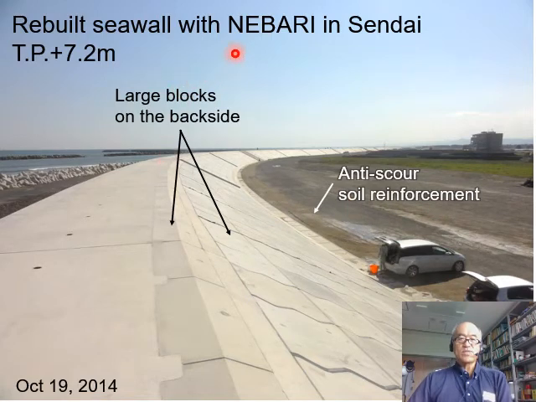Okay, seawalls with NEBARI are introduced in many places. This picture shows a seawall in Sendai reconstructed in 2014. Heavy concrete blocks were used on the backside. This is the sea and this is the land side, so the backside of the structure. And the foundation of the seawall was reinforced to avoid scour by the tsunami overflow.